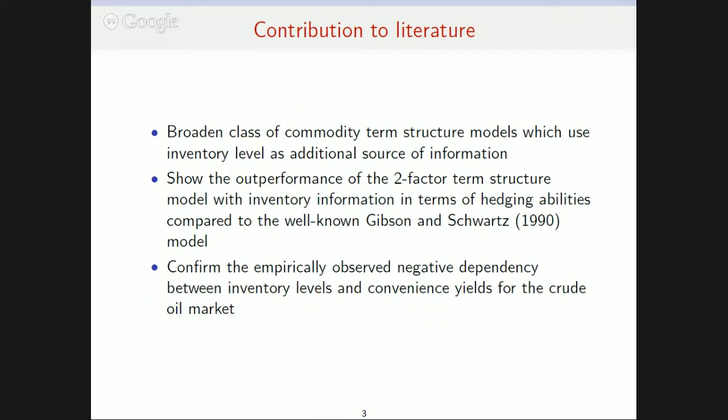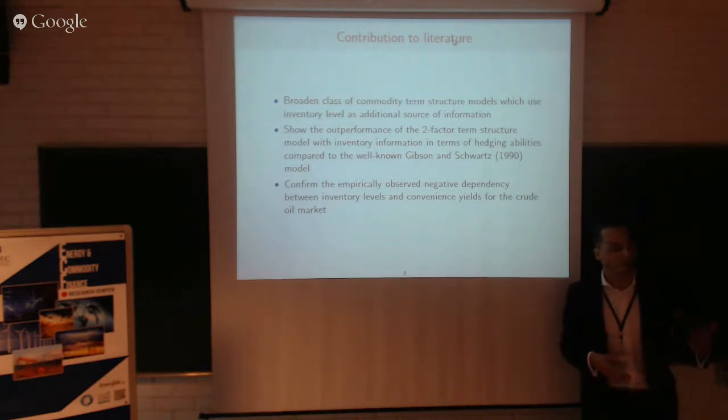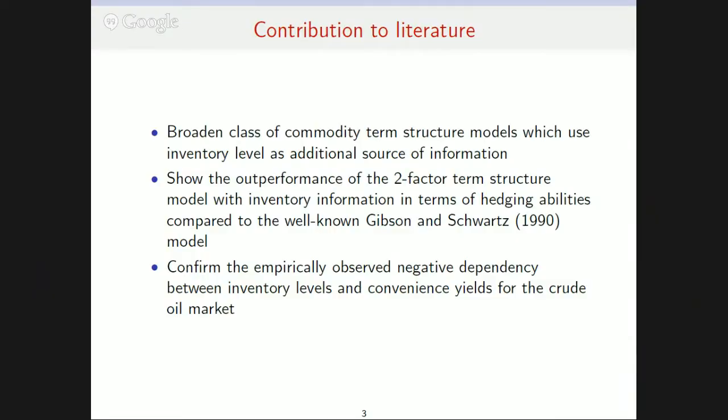The contribution to literature of our paper is threefold. First, we will broaden the class of commodity term structure models which use inventory information as an additional source of pricing. Second, we will show that our model actually has superior out-of-sample performance compared to the classical Gibson and Schwartz model in terms of hedging abilities. And third, we will show that the parameter estimates also support the theory of storage, and those estimates will show a negative dependency between the inventory levels and the convenience yield.